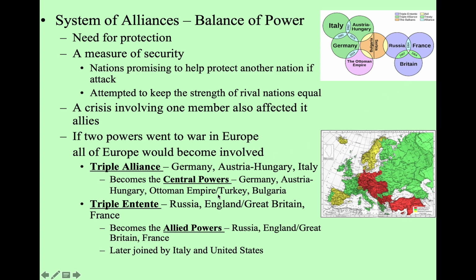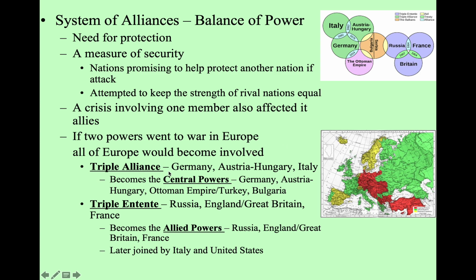However, the Ottoman Empire and Bulgaria would join Germany and Austria-Hungary to create the World War I alliance known as the Central Powers. The Central Powers are easily identified on the map of Europe as these red nations which cut right through the center of Europe, starting with Germany in north-central Europe, Austria-Hungary, its neighbor and ally to the south, Bulgaria, down here in the Balkans, and then ultimately the Ottoman Empire in the Middle East. These nations formed the strongest alliance in World War I.